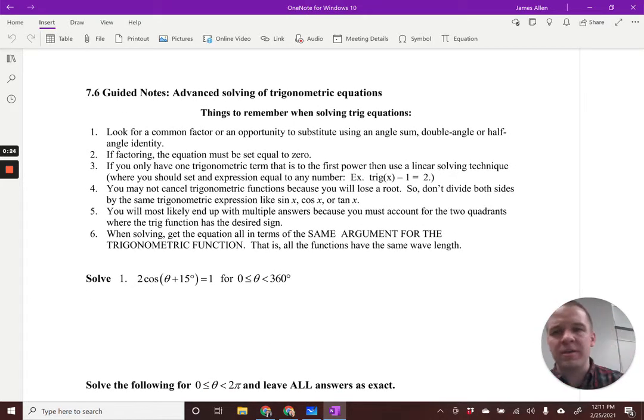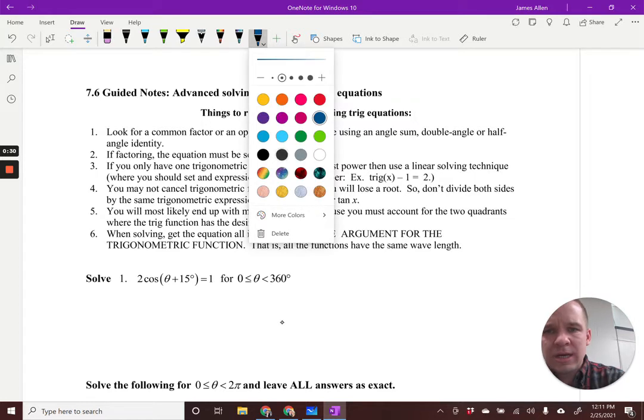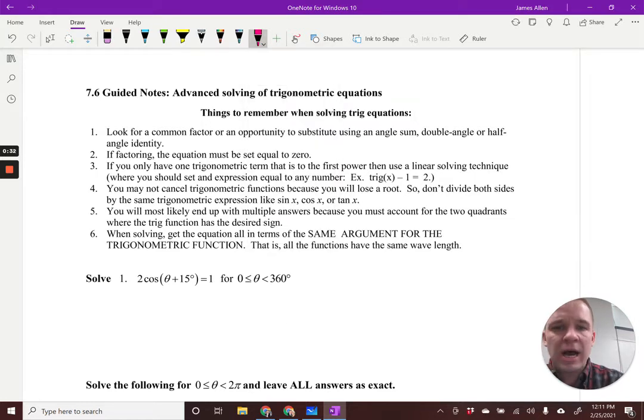All right, some tips. I'm not going to go through all of these, but I'm going to go through a little bit of a refresher here. A couple of the main ones that I want to point out. So, big thing. If factoring, must set it equal to 0, right? We got to remember that, okay?